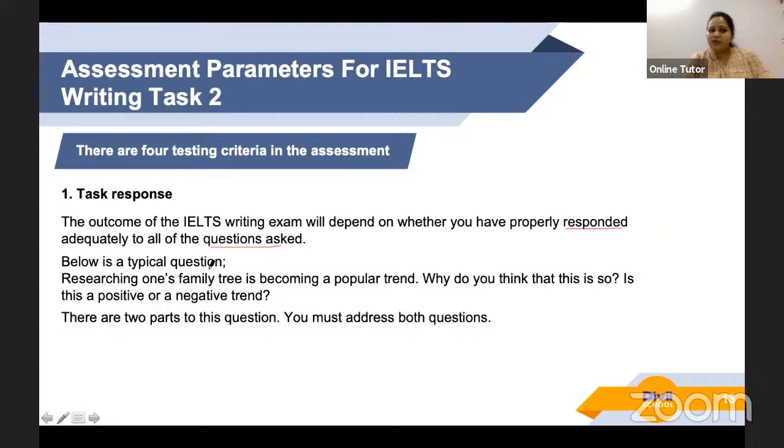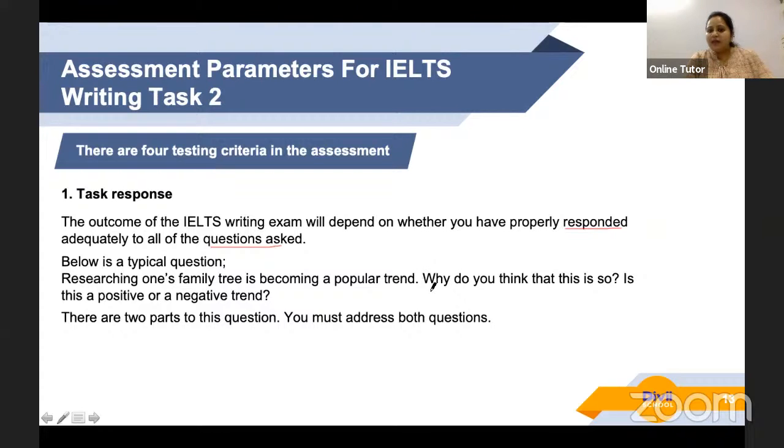Here is a typical question. Researching one's family tree is becoming a popular trend. Why do you think that this is so? Is this a positive or a negative trend? Now, how many parts of a question are there? 2 parts. This is the statement, researching one's family tree is becoming a popular trend. The questions being asked are, why do you think that this is so? And is this a positive or a negative trend?